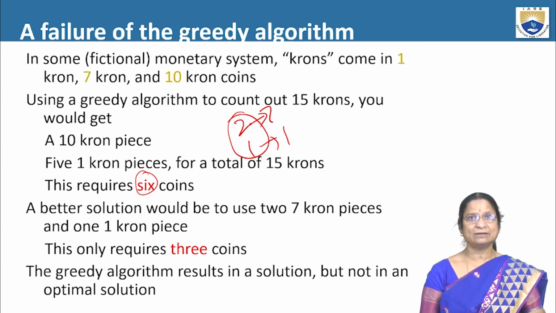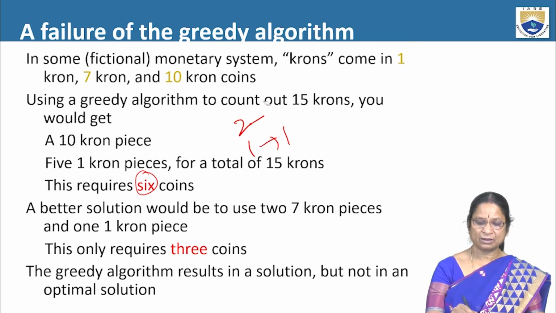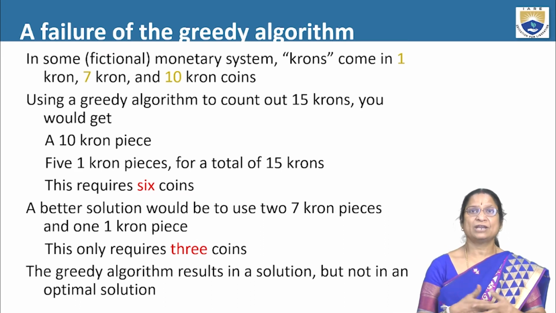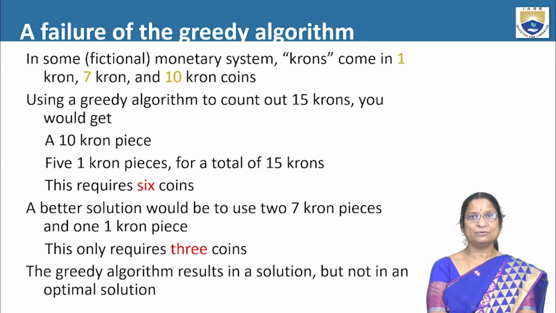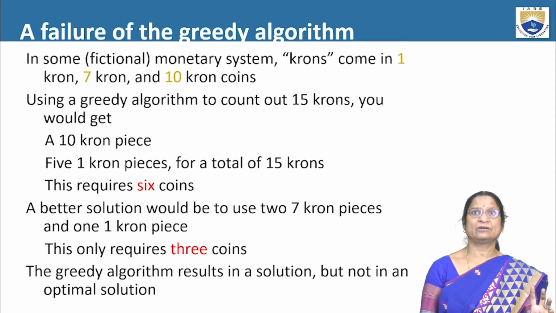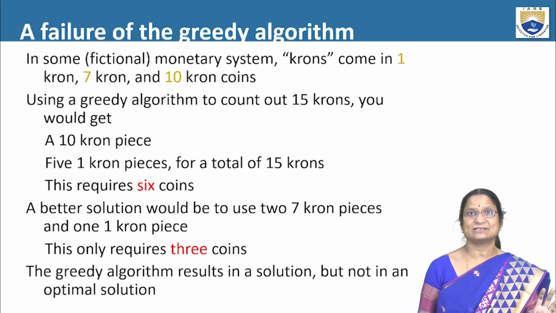But the greedy approach doesn't follow like that. As the current choice, the maximum coin value is 10, so it will choose 10. It may not remember what happens next. For 5, there is no direct 5 denomination, only 1 and 7, and 7 is not at all possible. So 5 is considered as five 1 crowns, 6 coins totally. But as I explained, two 7 crowns and one 1 crown come to 3 coins only. So the greedy algorithm gives a solution, but not always an optimal solution.